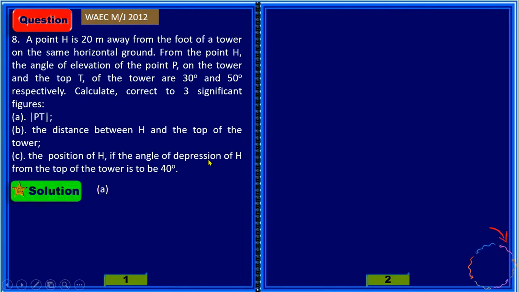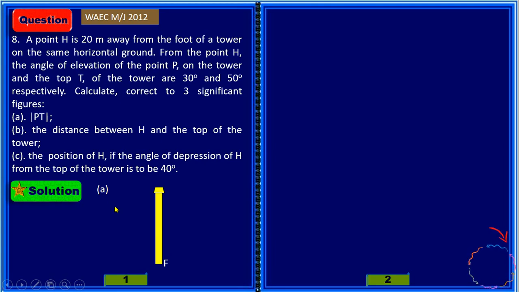Question number 8. A point H is 20 meters away from the foot of a tower and on the same horizontal ground. From the point H, the angles of elevation of the point P on the tower and the top T of the tower are 30 degrees and 50 degrees respectively. Calculate, correct to 3 significant figures, A. PT. B. The distance of H from the top of the tower. C. The position of H if the angle of depression of H from the top of the tower is to be 40 degrees. Let's solve these questions together.